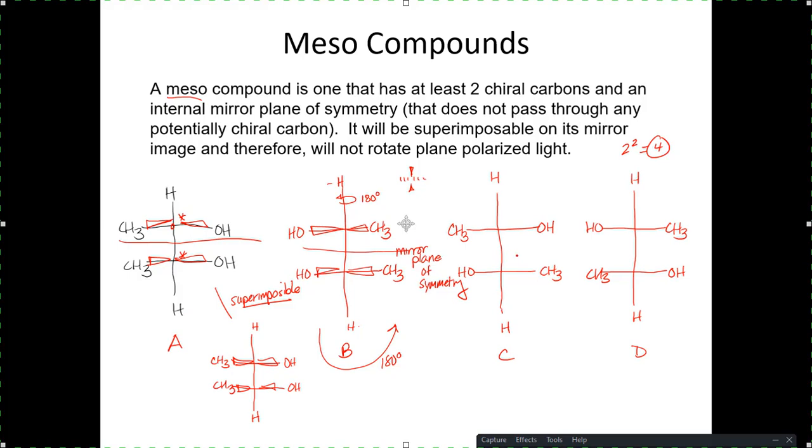Now over here there is no internal mirror plane of symmetry. So C and D are enantiomers of each other, and A and B are in essence the same. They're the same meso compound.